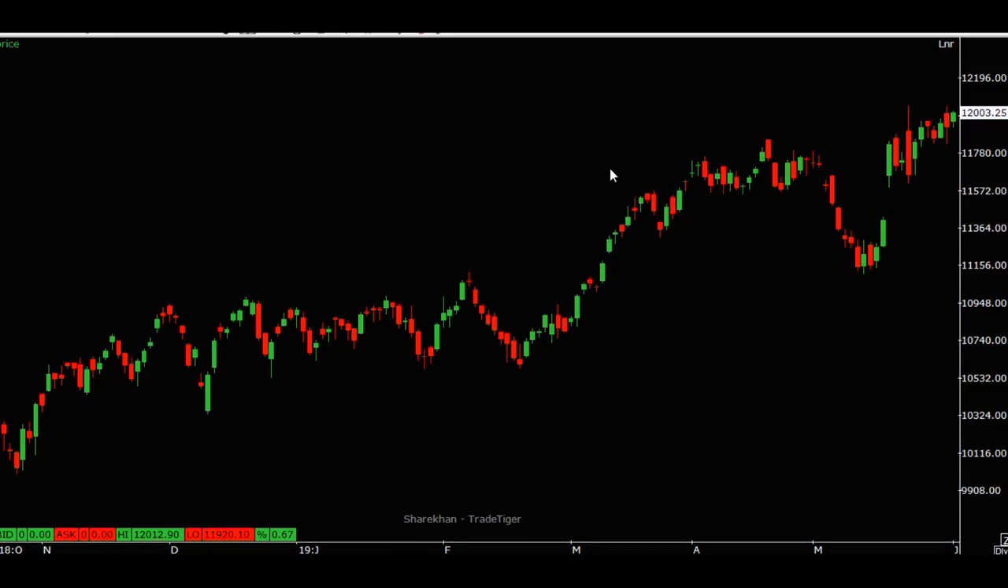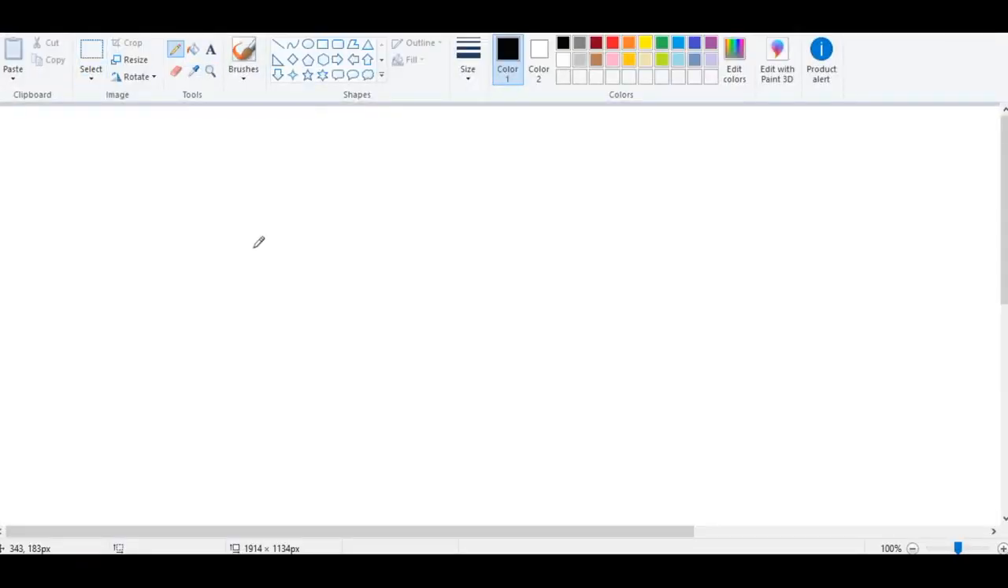Alright guys, so let's get into the first price pattern, which is known as the head and shoulders. So what exactly is a head and shoulders and how can we trade it? A head and shoulders pattern looks like this on the charts.